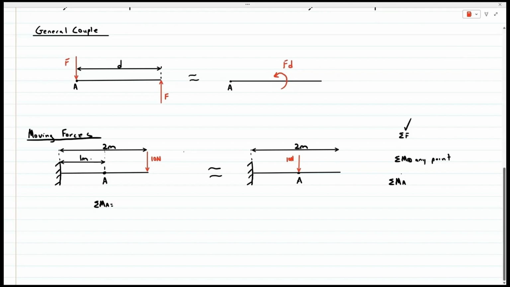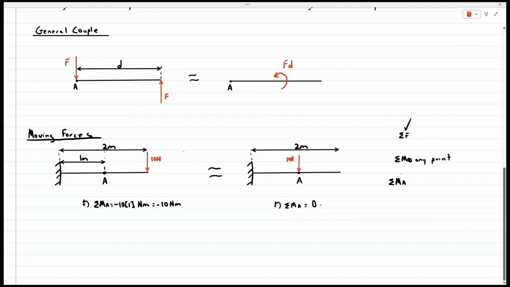If we wanted to produce an equivalent system, what we need to do is take the moments about any points, and let's just choose point A for this example. If we take the moment about point A on the left side system, the moment produced is 10 times 1, pointing in the negative k hat direction.